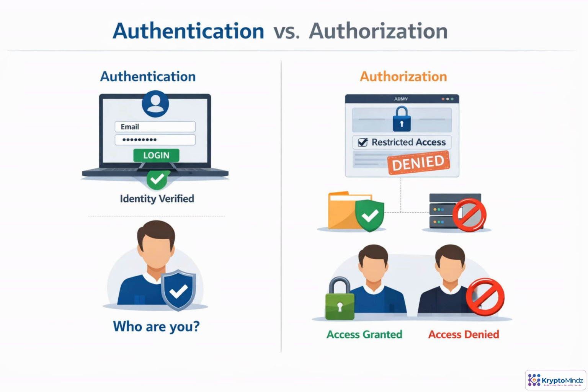Authentication and authorization often work together, but they answer different questions. Authentication proves identity. Are you really the user you claim to be? A password, security code, or biometric check can help prove that. Authorization comes next. It decides what that verified user may access or change. Logging in does not mean full access. Strong systems check both. First, who you are, then what you're allowed to do.